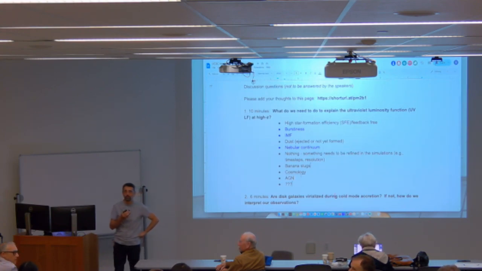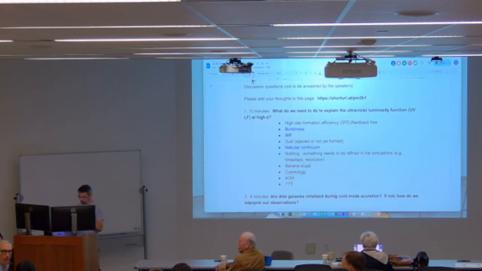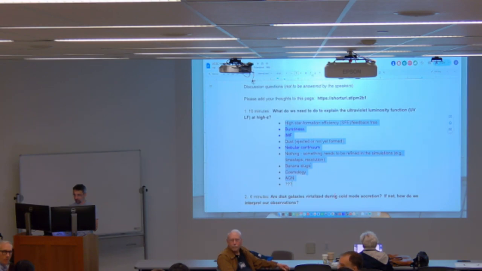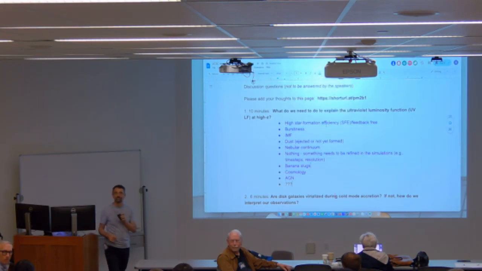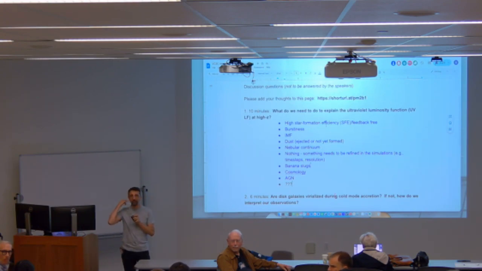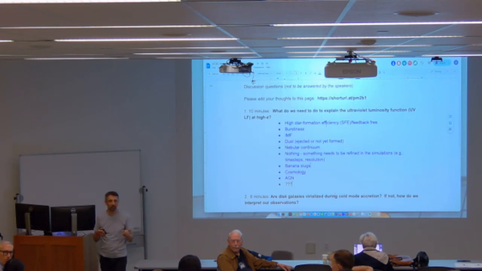I just wanted to comment, just to follow up on Avishai's point, these are not mutually exclusive, and I totally agree with Richard that we should be focusing on the things that make an actual testable prediction. I think every simulation now that resolves the ISM says that the high redshift galaxies are first. This is not new, right? But the question is whether it's enough. And so that's why these other ideas have been proposed, because not every simulation is as bursty, for example, as FIRE.